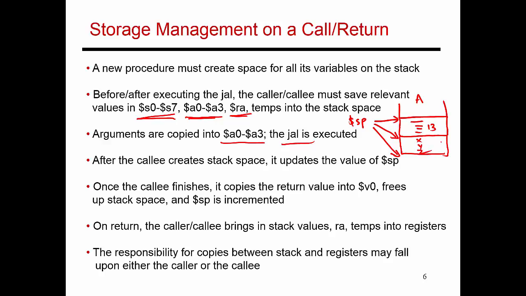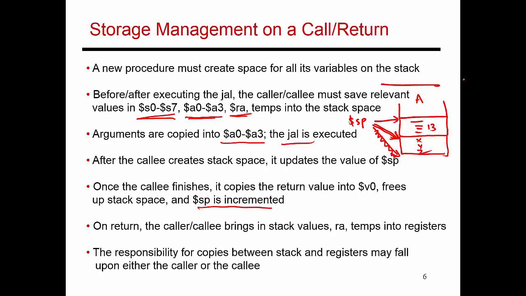Once procedure B is done, it's going to place the return value into register V0. It's going to free up the stack space, and that's as simple as changing the stack pointer to point back to its original location. I'm calling it an increment because note that you start at a high address and you're going down to lower addresses. So pushing things onto the stack is like decrementing the stack pointer, and popping things out of the stack is like incrementing the stack pointer.